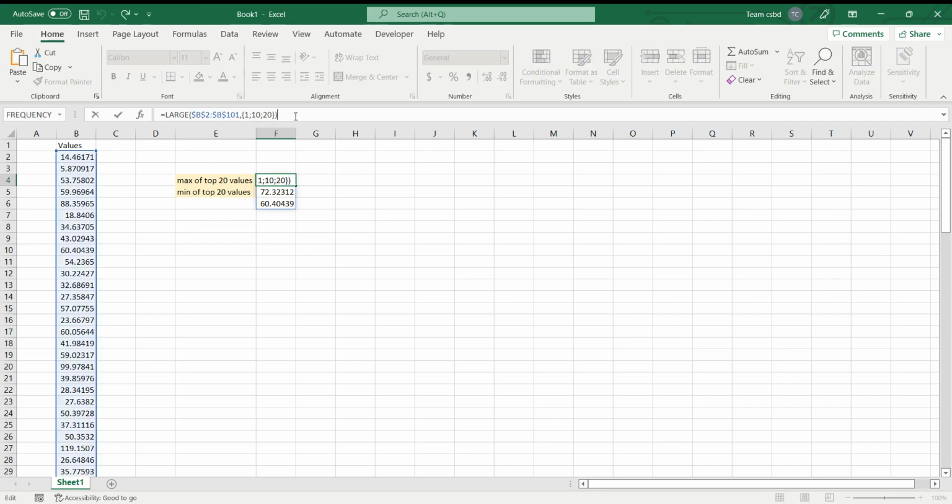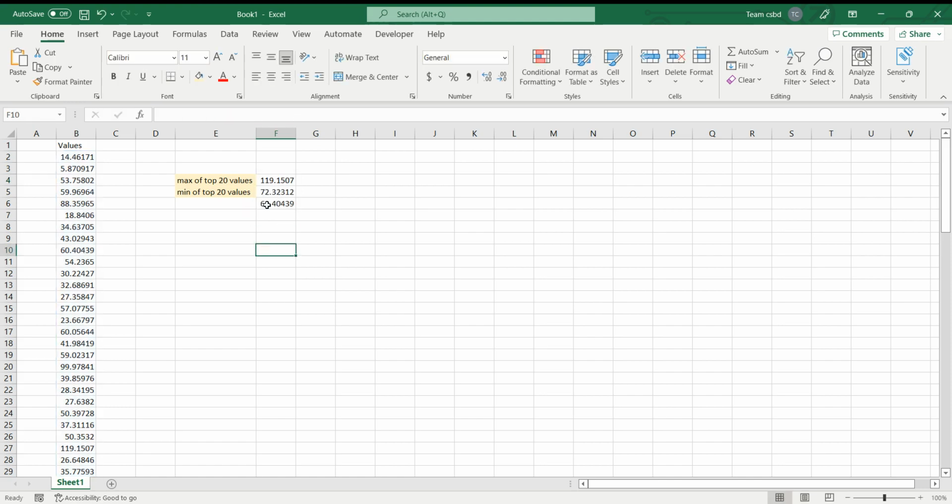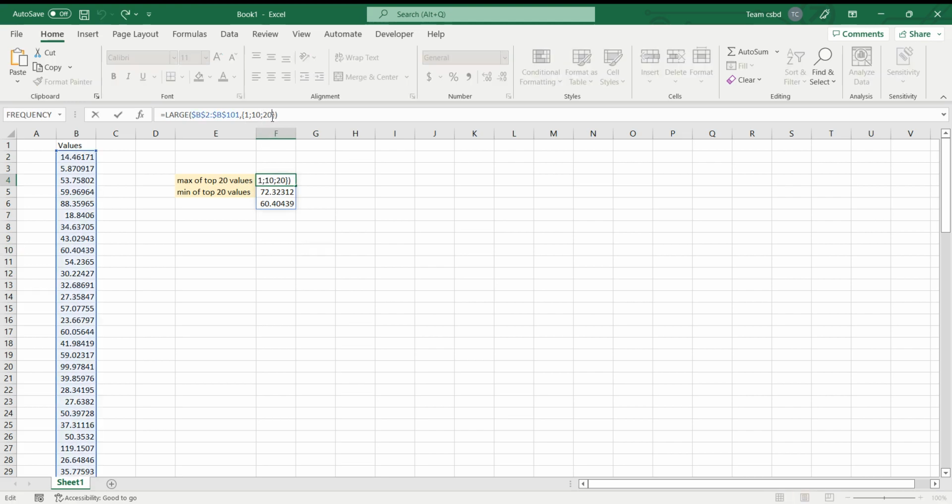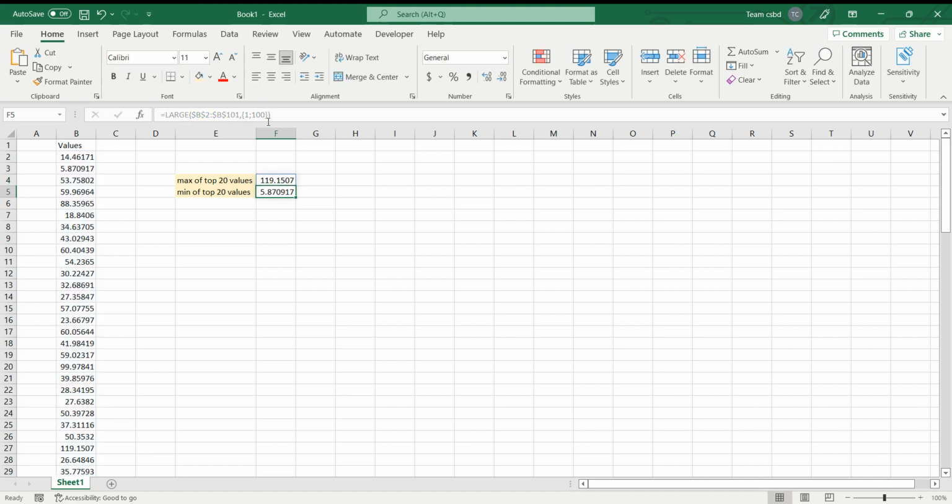And this is actually very useful, because suppose someone asks you to find the maximum and minimum of the top 100 values. What will you do? You just write 1 and 100 here. By this we will get the maximum of the top 100 values and the minimum of the top 100 values.